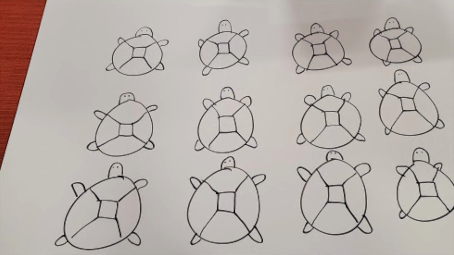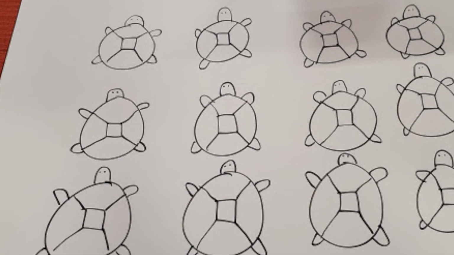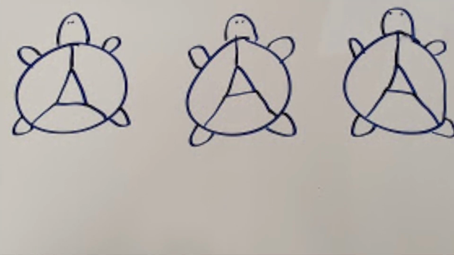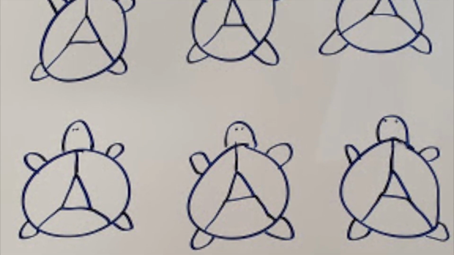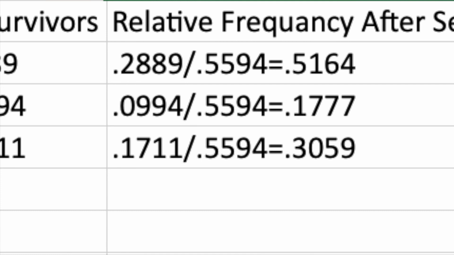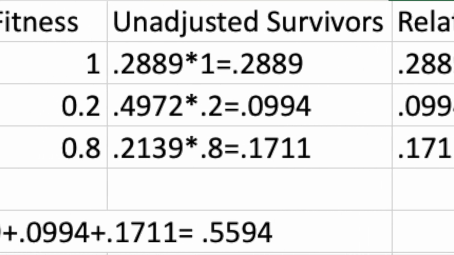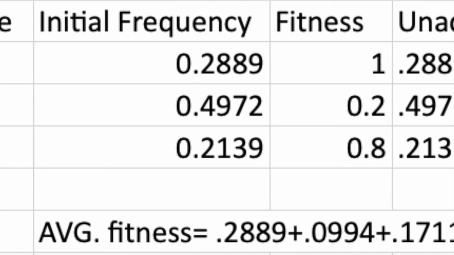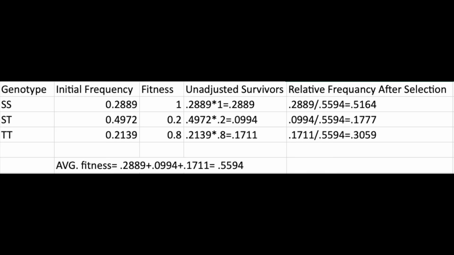So it just so happens that the SS turtles really like the TT turtles because of the combination of shapes making a 2D house. This idea violates the Hardy-Weinberg law because of such selection. This is known as underdominance. Our fitness numbers will be 1 for the SS genotype, 0.2 for the ST, and 0.8 for the TT phenotype. We will use the equation used earlier.